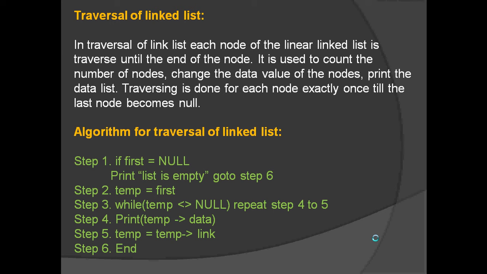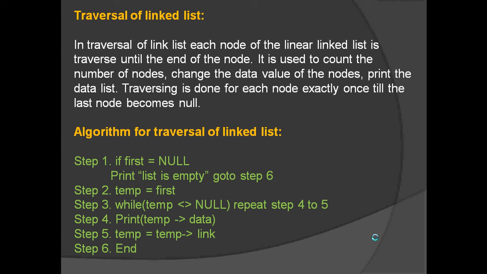Now as you can see in the textbook, you have an algorithm. The algorithm for the traversal of a linked list is, in the first step, if first equals null, that means when you are searching for data in the linked list, if the first data value happens to be empty, in that case it will print out that the list is empty and then it will stop the program.